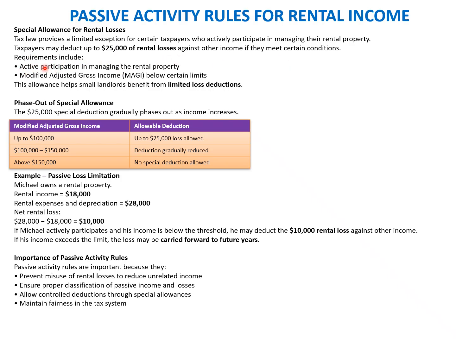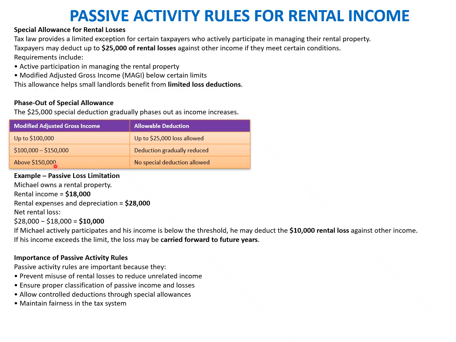So what are those conditions? Active participation in managing the rental property, and modified adjusted gross income below certain limits. This allowance helps small landlords benefit from limited loss reduction. The special allowance of $25,000 gradually phases out as income increases. Basically, this benefit is given to a certain set of individuals who earn up to a particular amount. But if their income is more than a particular limit, then these expenses will not be allowed. So up to 1 lakh, the 25,000 loss is allowed; from 1 lakh to 1.5 lakh, the deduction is gradually reduced; and above 1 lakh 50,000, no special deduction is allowed.